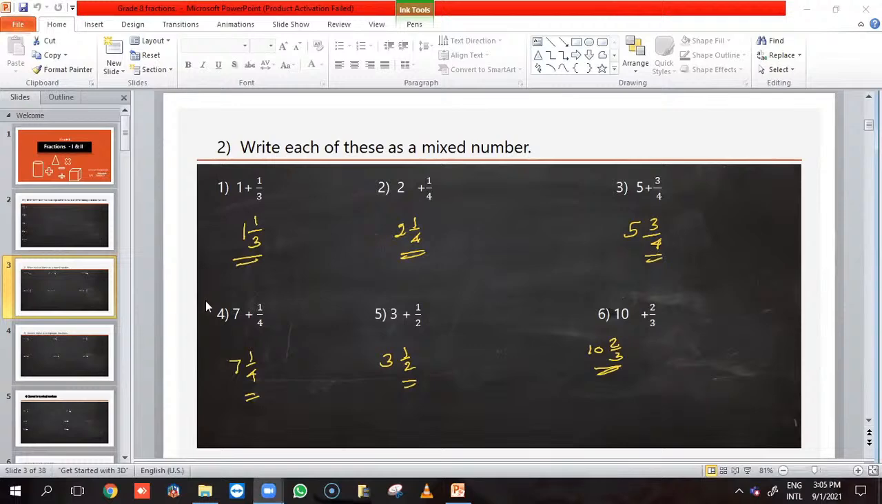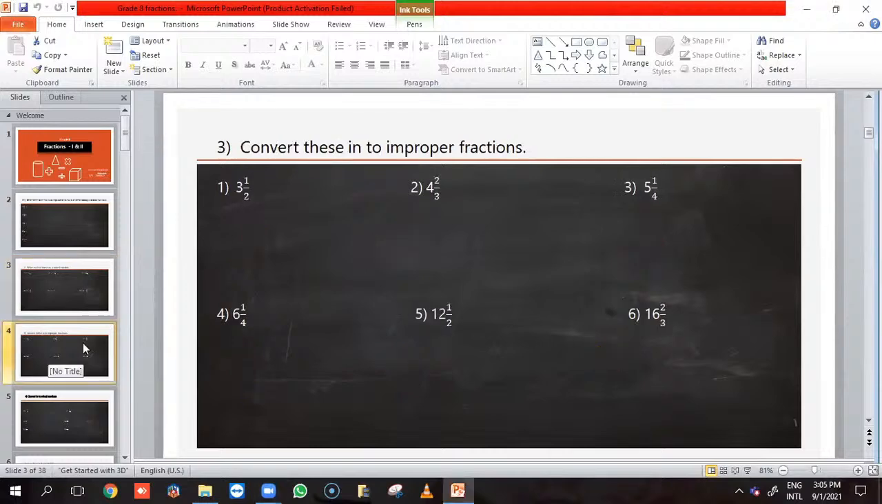Right. Next question. Convert these into improper fractions. Improper means the denominator is less than the numerator. Then you multiply the denominator and the whole number part, right? Multiply 2 times 3. If you can't understand it straight away, it is better to do it like this: 2 into 3 plus 1 over 2.